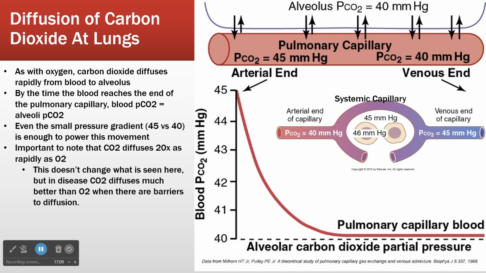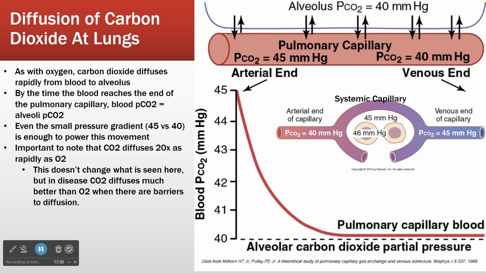Now, it's a small pressure gradient, but CO2 is much, much more soluble than oxygen is. So it means that a smaller concentration gradient will still accomplish the same gas movement. So we don't need as big of a concentration gradient.